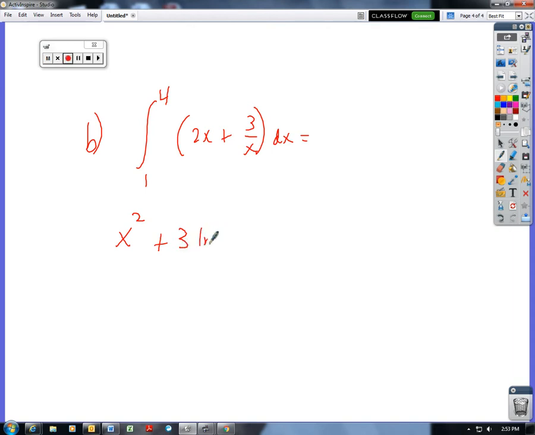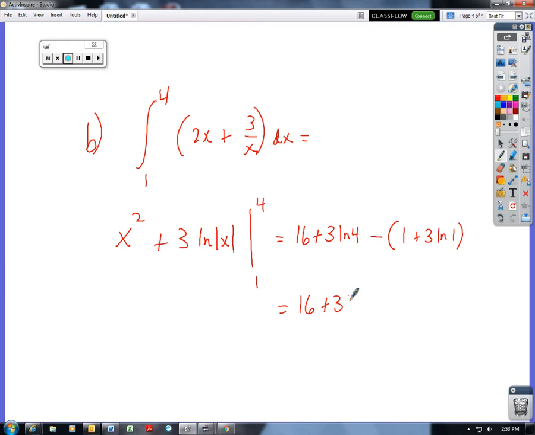of x in absolute value, and all that's evaluated from 1 to 4. In this case, we don't really need the absolute values because 1 and 4 are both positive. Anyway, plugging 4 in, 4 squared is 16, plus 3 times the natural log of 4, minus, parenthesis, because I have a sum. Plugging 1 in, I'm going to get 1 squared, or 1, plus 3 times the natural log of 1. Now, the natural log of 1 is 0, so that's going to just be 1 there.